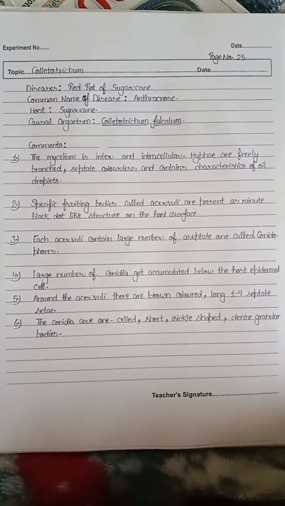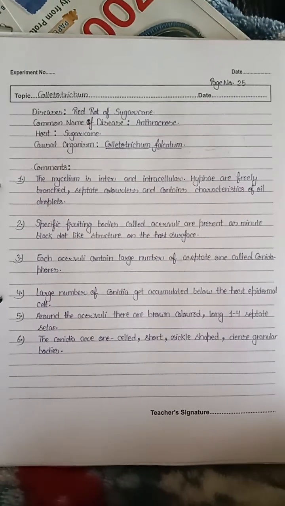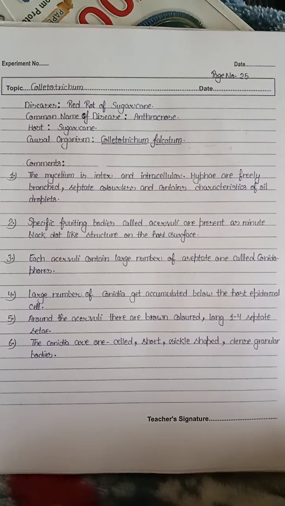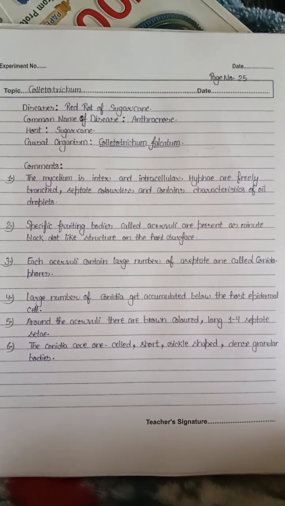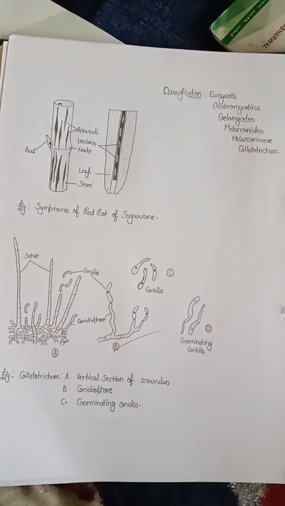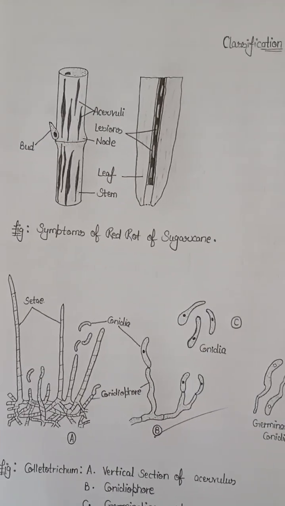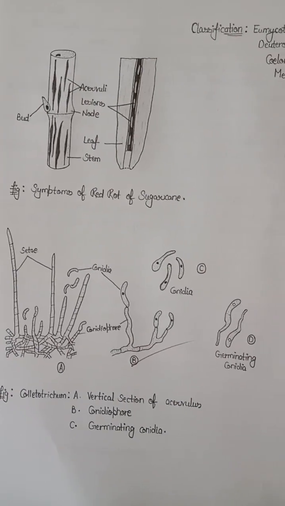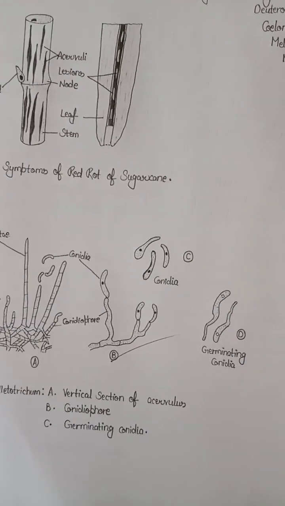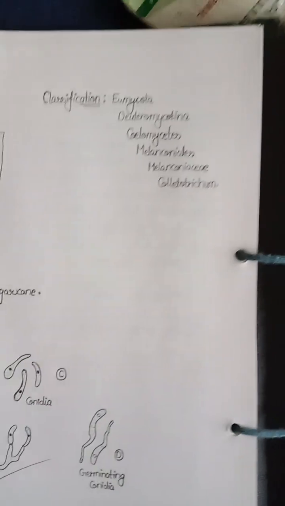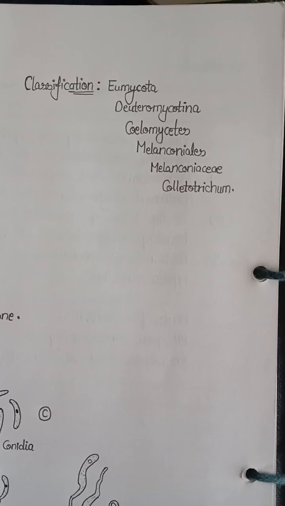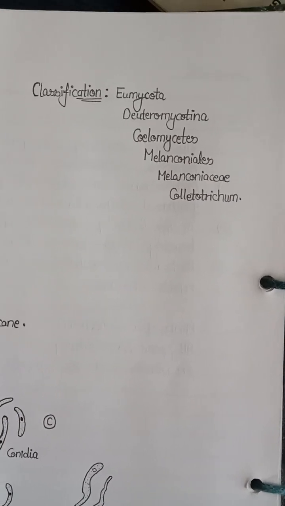Our next topic is Colletotrichum. Disease caused by Colletotrichum is red rot of sugarcane. Common name of disease is anthracnose. Host is sugarcane and causal organism is Colletotrichum falcatum. Some comments we have written here. By diagrammatic view, symptoms of red rot of sugarcane are represented, and Colletotrichum vertical section of acervulus, conidiophore and germinating conidia is represented. Classification of Colletotrichum is Eumycota, Deuteromycotina, Coelomycetes, Melanconiales, Melanconiaceae and Colletotrichum.